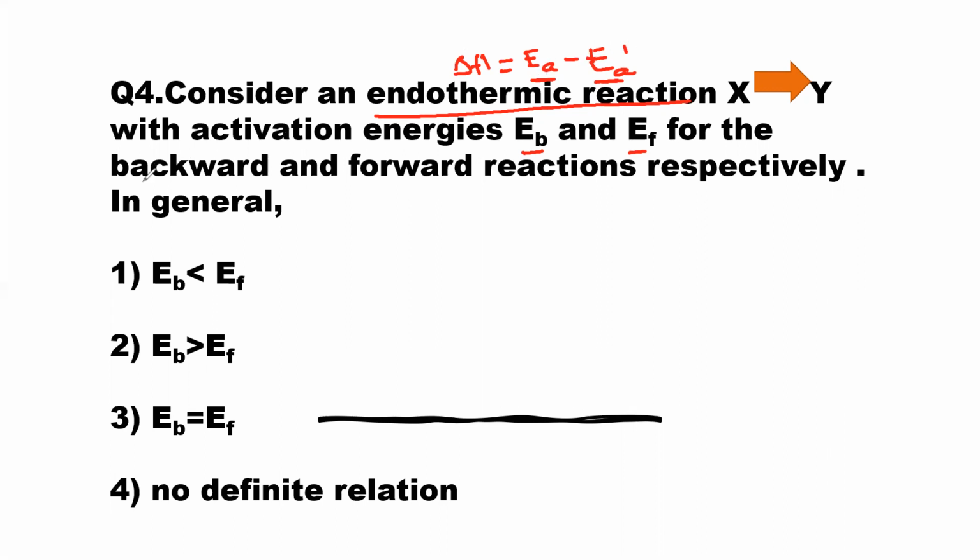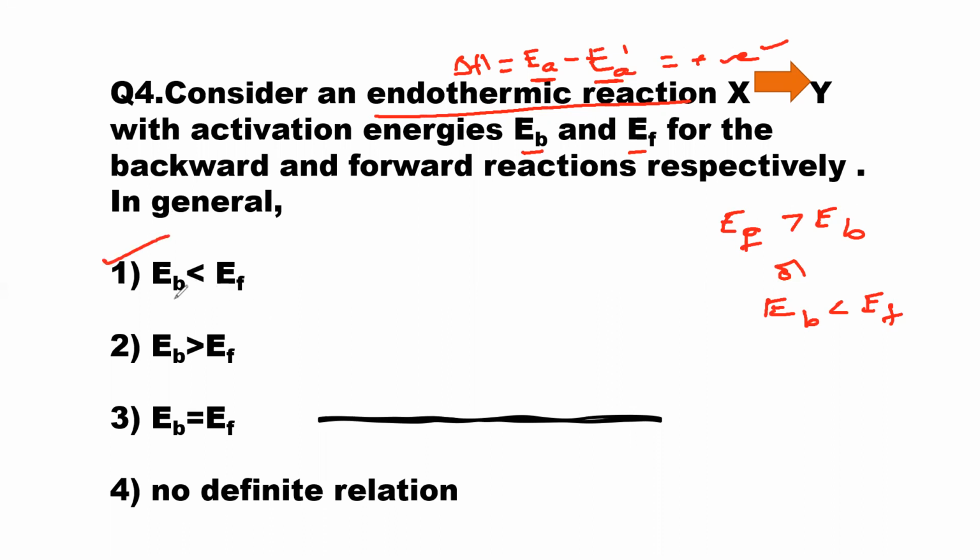So in general, for an endothermic reaction, delta H should be positive. That means the energy of activation of the forward reaction is greater than the energy of activation of the backward reaction, or EB is less than EF. Then only delta H becomes positive, and only then can it be an endothermic reaction. So the answer is the first option: EB is less than EF.